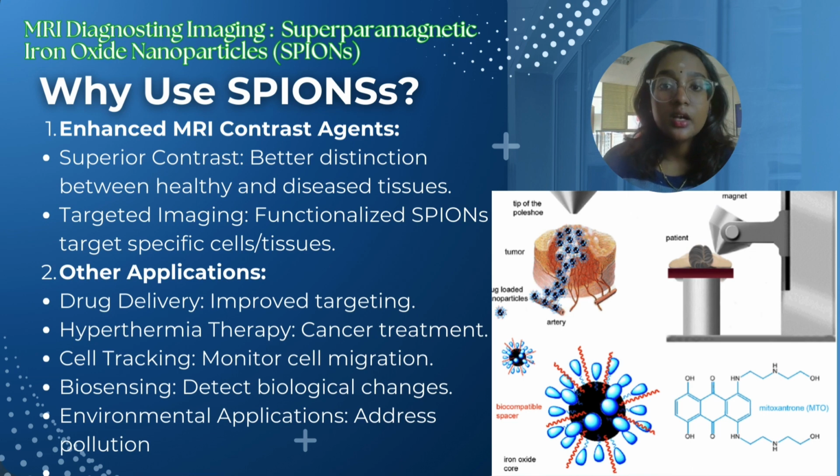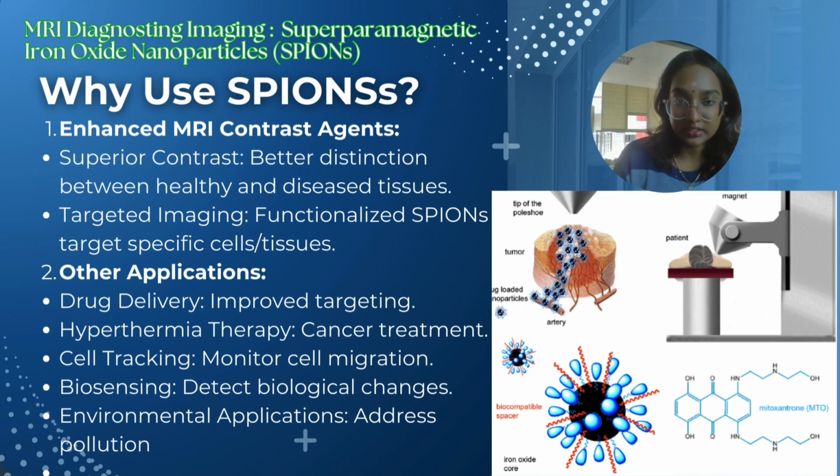For example, enhanced MRI contrast agents. Magnetic resonance imaging (MRI) is a non-invasive imaging technique widely used in medical diagnostics. Traditional contrast agents sometimes have limitations in terms of effectiveness and safety. SPIONs offer several advantages as MRI agents. For example, superior contrast. SPIONs enhance the contrast of MRI imaging, particularly in T2-weighted imaging, making it easier to distinguish between healthy and diseased tissues.